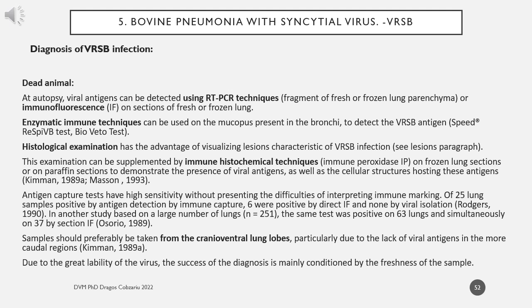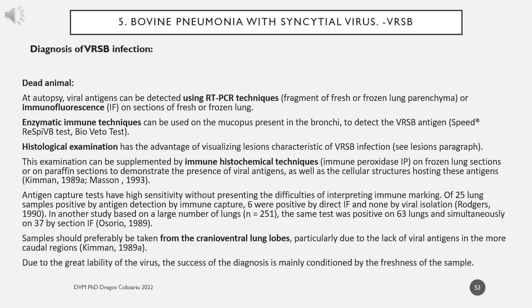This examination can be supplemented by immune histochemical techniques, immune peroxidase, IP, on frozen lung sections or on paraffin sections to demonstrate the presence of viral antigens, as well as the cellular structures hosting these antigens.